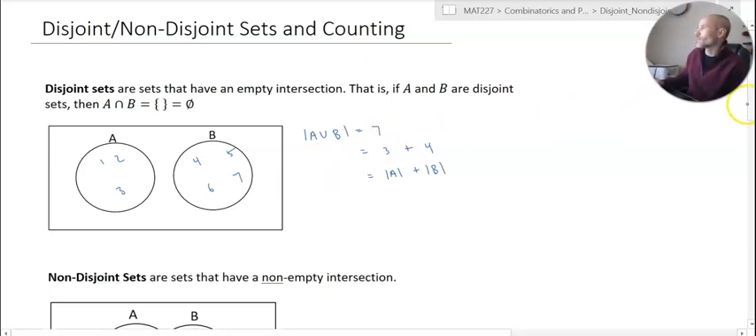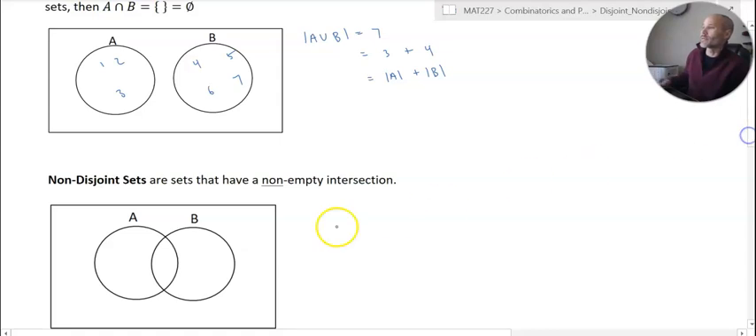Other times we may have a non-empty overlap, and let's see what happens there. Let's suppose that A by itself has elements 1 and 2. B by itself has elements, we'll say, 5, 6, and 7. And in common, they have elements 3 and 4. So basically, A has 4 elements, B has 4 elements, but they have 2 in common.